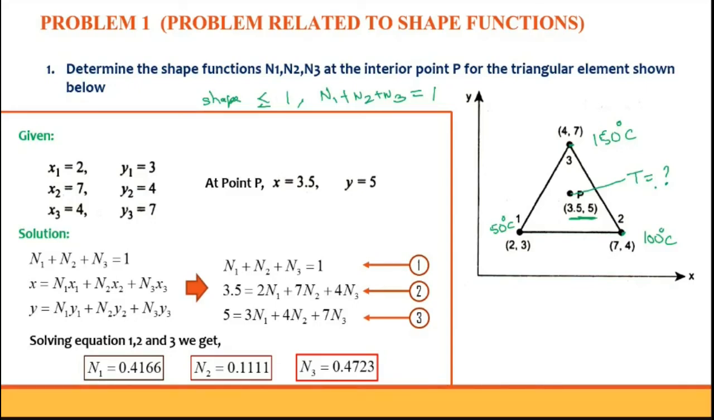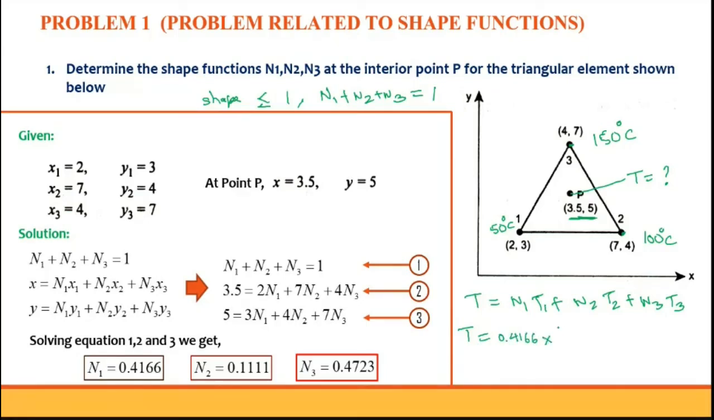So what can we do? We use the interpolation function. As x is equal to N1 x1 plus N2 x2 plus N3 x3, and similarly y is equal to N1 y1 plus N2 y2 plus N3 y3, I can also put T is equal to N1 T1 plus N2 T2 plus N3 T3. What is T? That is what I am going to identify. What is N1? We already identified it.